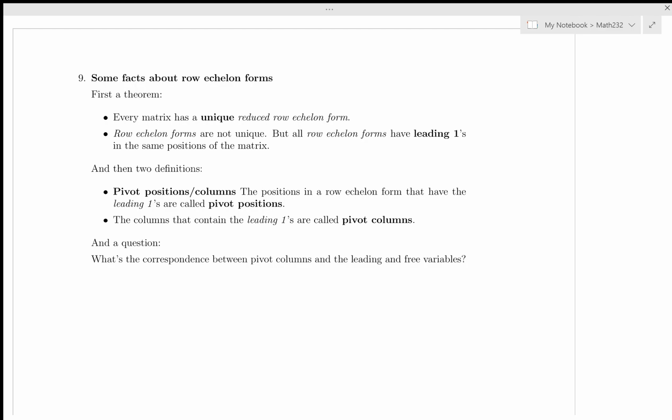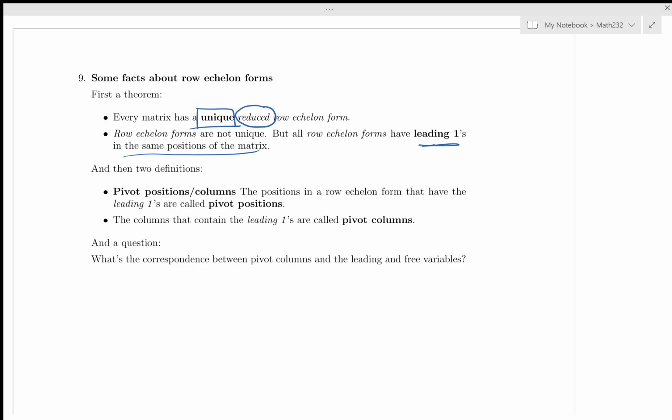Okay, a little bit of nomenclature here, a theorem. I've already in some sense said this, but in a different way. Every matrix has a unique reduced row echelon form. Pay close attention: that is reduced. If we just have a row echelon form, that's not unique. But all the row echelon forms have the leading ones in the same position of the matrix. So glance back through your notes and check that these two things apply to everything that we've done.